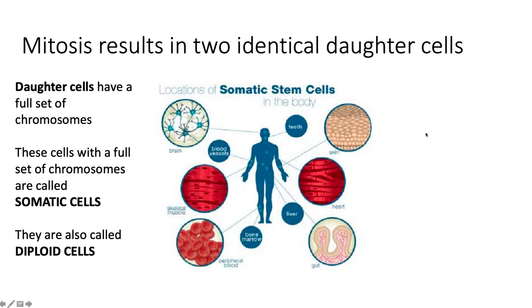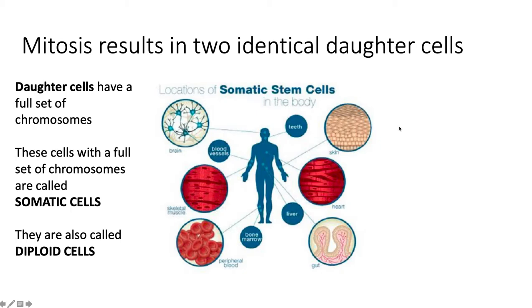Now, mitosis is the division that's going to result in 2 identical daughter cells. Well, what are daughter cells? Daughter cells are those cells that have a full set of chromosomes. They're not sperm or egg cells. These cells with a full set of chromosomes, they're called somatic cells, but they're also called diploid cells.